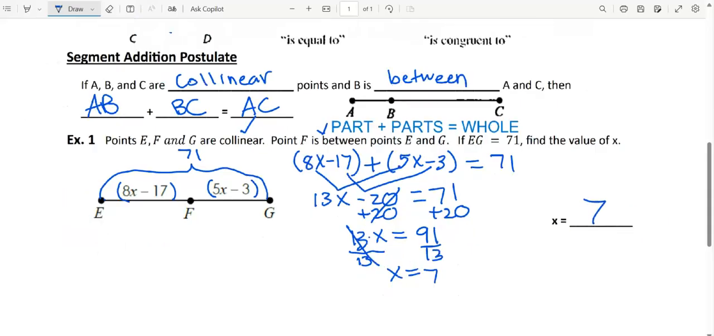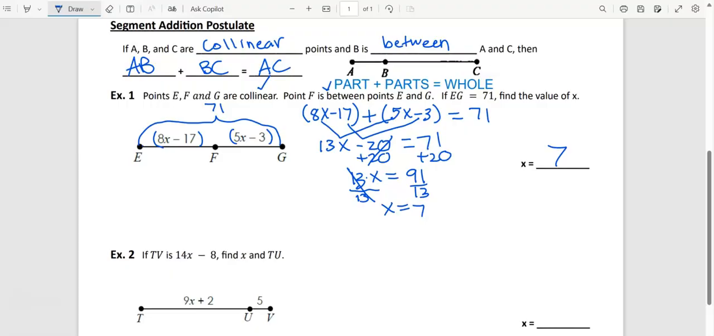You can use Desmos or mental math, but that is how you do a segment addition problem in which you know two parts and the whole, okay? So it'll be different if you know something's congruent. But at least this type of problem, this is how you do it. Part plus part equals whole. Okay?